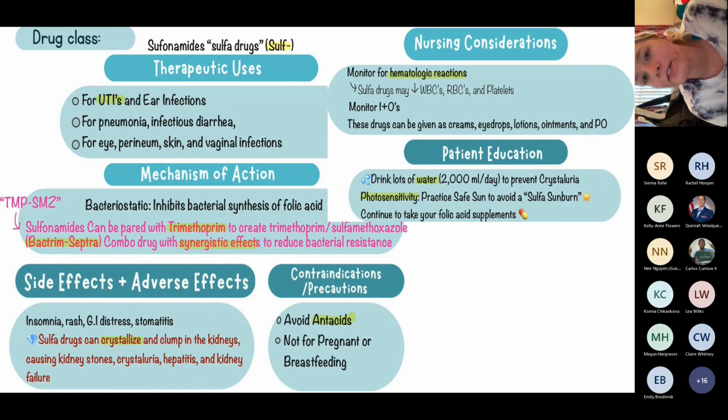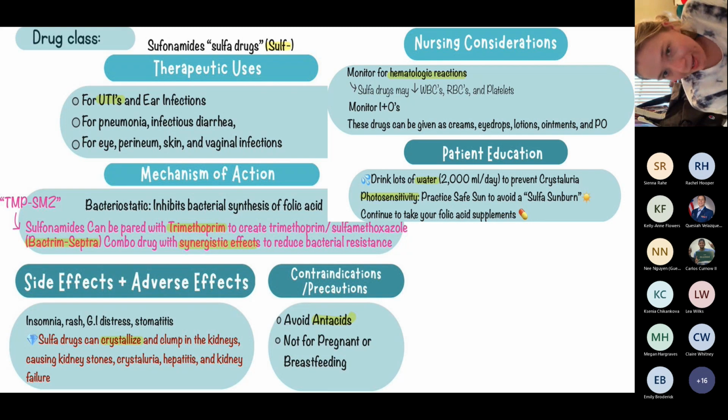Up next, we have our sulfonamides, our sulfa drugs. We've talked in our UTI lecture about Bactrim, Septra. Really, really good drug to get rid of UTIs, but it's got 2 issues, if you will, okay? It can cause photosensitivity, so practice safe sun. These patients might go outside for 5 minutes and burn really bad, so wearing a hat, lots of sunscreen, long sleeves, things like that, really important.